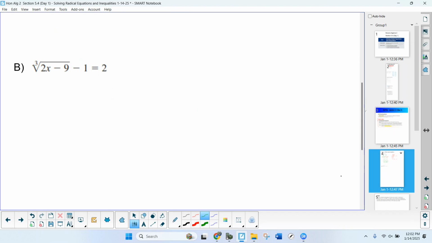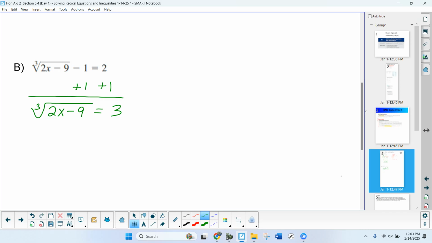What am I going to do, Justin, to solve B? Isolate that radical. Get the radical by itself. Add 1. You're absolutely right. Add 1. And when you do, what do you have left? Keep your 2x minus 9 is equal to what? 3.